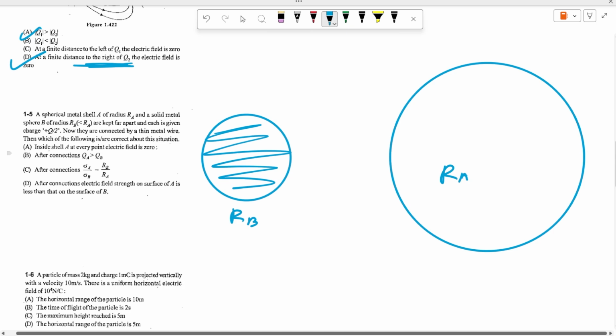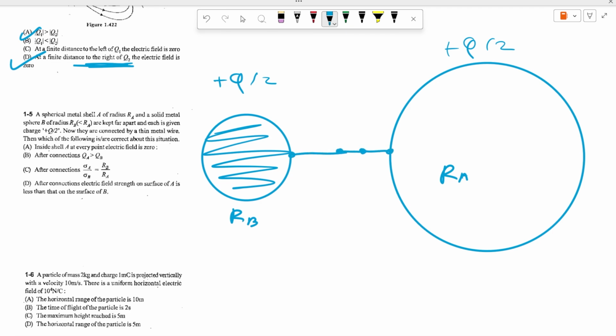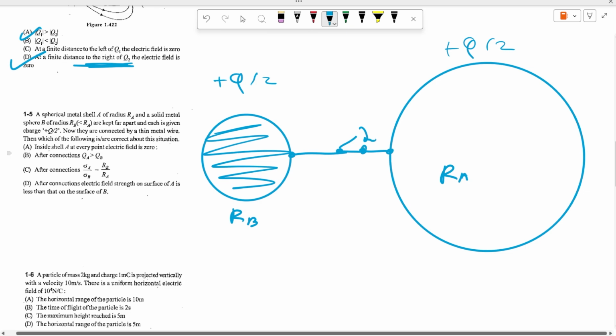Now, what it says is they are kept far apart and each is given the charge plus Q by 2. Now they are connected by a thin metal wire. The switch is basically down there. Then which of the following is or are correct about this situation?